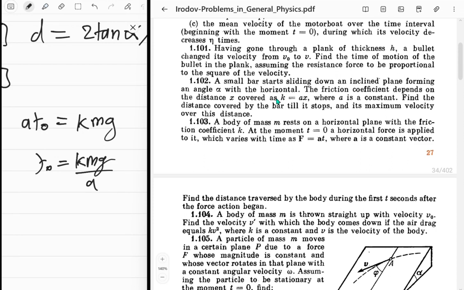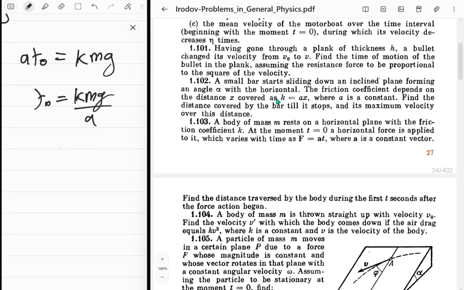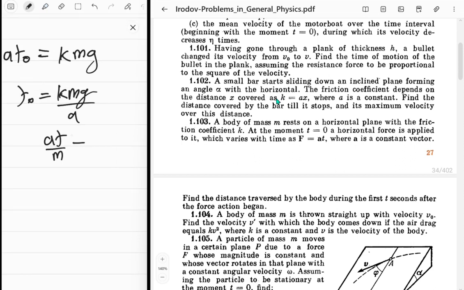So what is the acceleration after that? That will be at upon m, minus the friction, which is just kmg upon m. It's like kg. But wait a second. kg is just a upon m times t naught. Of course, I expected this because that's when the real start is, right? So at that point it will be 0, and then it will start to increase linearly.